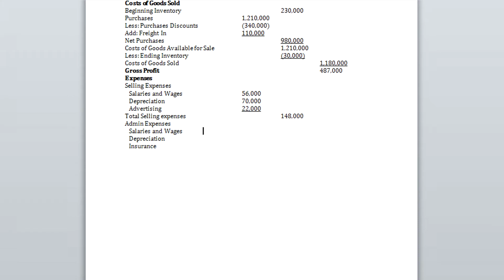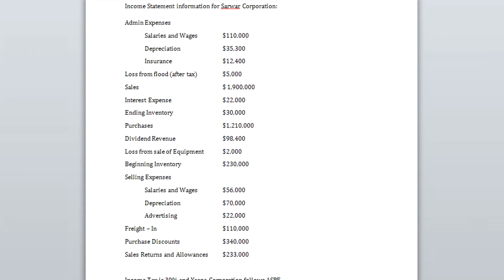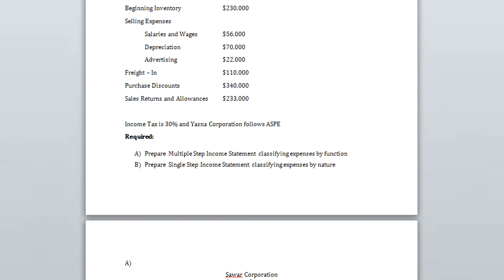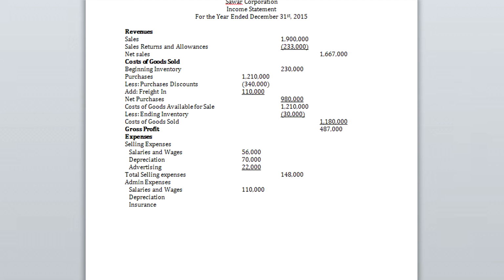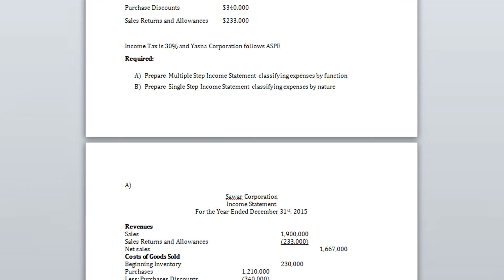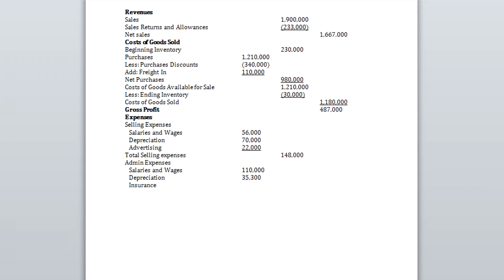Okay, so our salaries and wages. Let's just pull it up here. $110,000. Depreciation, $35,300. Oh my God, wrong line. $35,300. And then our insurance expense is $12,400. Then we're going to figure out what our total admin expenses are.